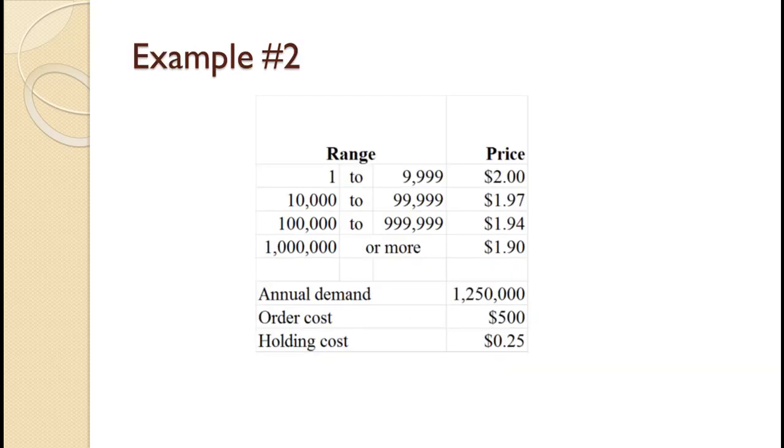A manufacturer uses 1.25 million components a year. Order costs are $500 and holding costs are 25 cents per component per year. The price categories are shown on the slide. Determine the optimal order quantity and the total cost for that order quantity. Since you've seen an example already, let me suggest that you pause the video and try to work this problem on your own. Once you're done, you can use the video to check your work and spot any mistakes you might have made.